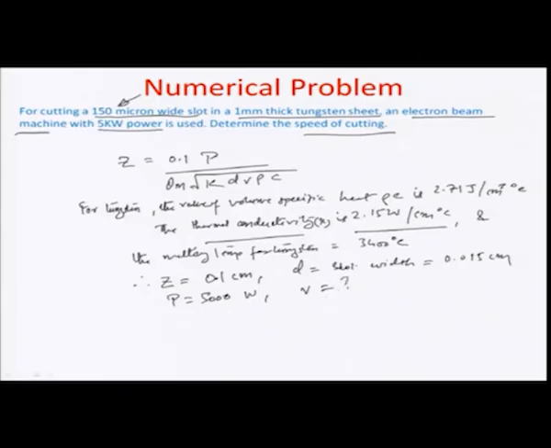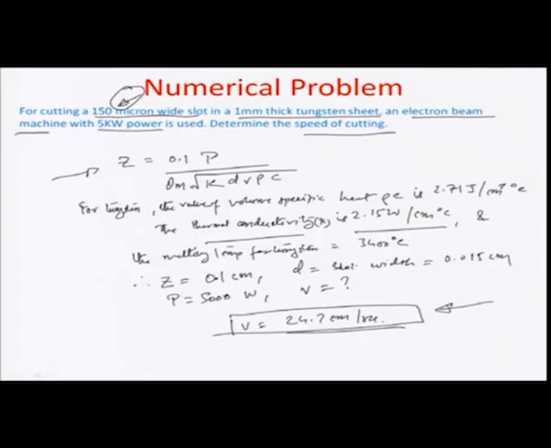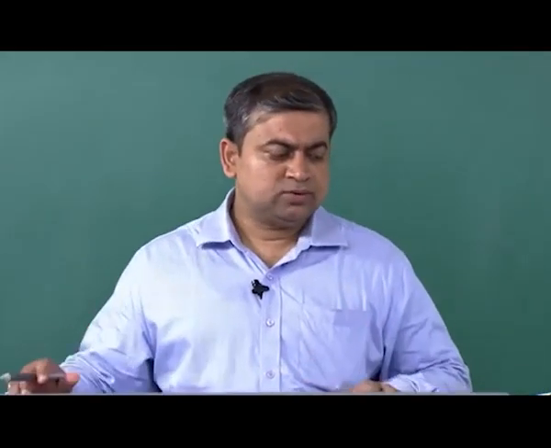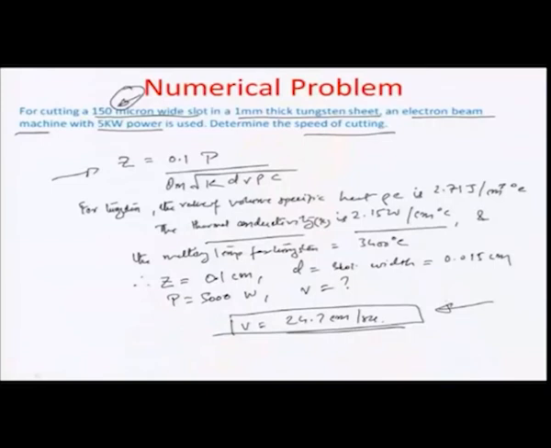has to be determined, the rastering velocity. It can be easily determined from this relationship here, and the velocity comes out to be equal to 24.7 centimeter per second. So, in order to cut a small slot of 150 microns in a 1 mm tungsten sheet, the speed that is used for cutting the slot is about 24.7 centimeter per second. So, cutting speed is not that fast. So, there is a lot of dwell time, and this helps in melting and removal of the material like any other process would do, and so that is how the e-beam process works.